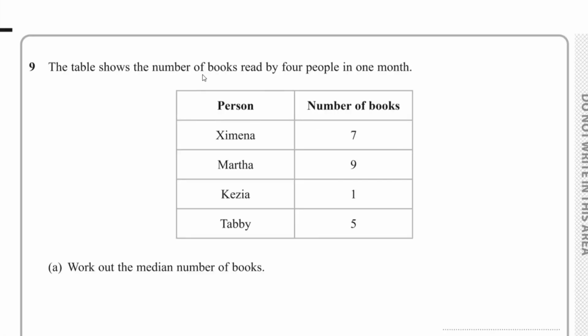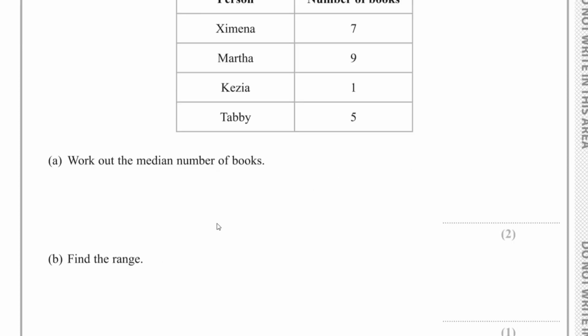Question number 9. The table shows the number of books read by 4 people in 1 month. For part A, we have to work out the median number of books. Well, we've got 1, the 5, the 7, and the 9. The middle number is here between the 5 and the 7, that's 6, so the median is 6. For part B, we have to find the range. The range is the biggest number, take away the smallest number, so we have 9, the biggest number, take away 1, the smallest number, which is 8. So the range is 8.